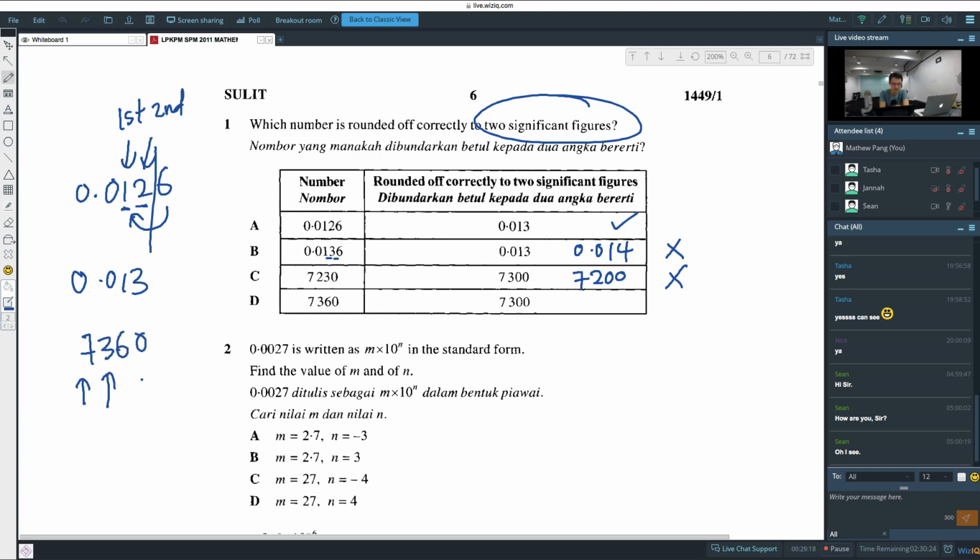Okay, for 7360, we count the first number from the 7 here. This is the second number, right? Then I draw a line. If this is 5 or bigger than 5, we have to add one to the number in front. So this is 7400. So this is wrong. So the answer will be A.